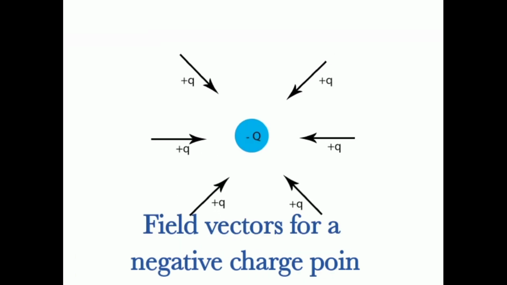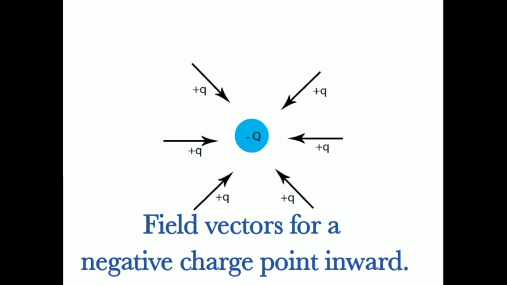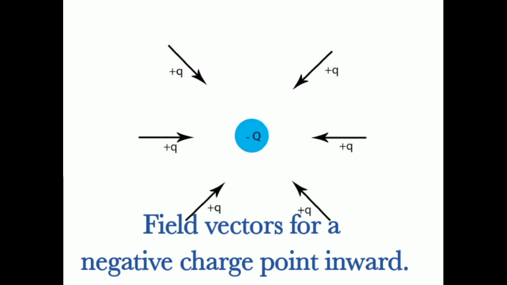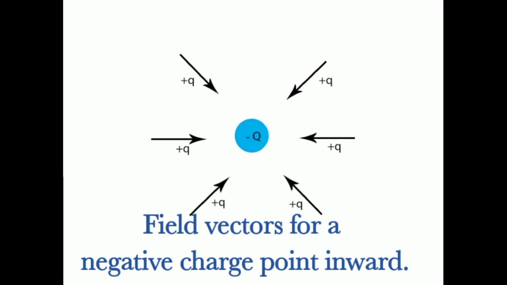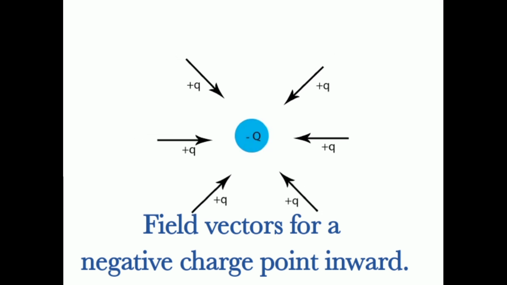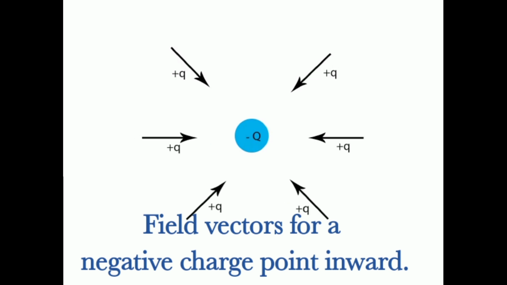Then if the central charge is negative and a positive charge is placed nearby, it would be attracted towards the center charge. So the field vectors for a central negative charge point inward.